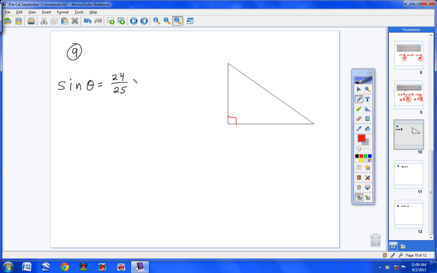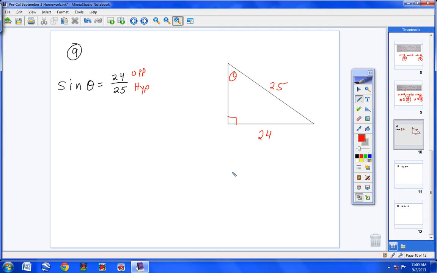Sine means, well, first of all, let's name one of these angles theta. I'm going to call it this angle here. So this is my theta right here. And don't forget, sine is opposite over hypotenuse. So now I know my opposite side is 24, my hypotenuse is 25, and now using Pythagorean's theorem, notice I'm missing a leg right here.